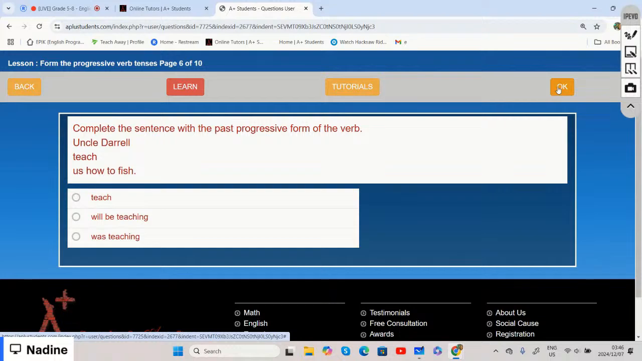All right, let's look at the last one. Uncle Daryl, do we say Uncle Daryl teach? This is the past progressive form of the verb. Uncle Daryl teach us how to fish. Or do we say Uncle Daryl will be teaching us how to fish? Or do we say option three, Uncle Daryl was teaching us how to fish? Which one is correct? Option one, teach. Option two, will be teaching. Or option three, was teaching. The past progressive form of the verb.